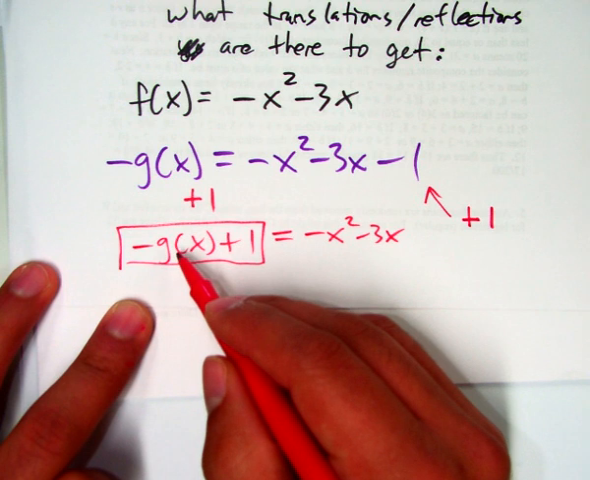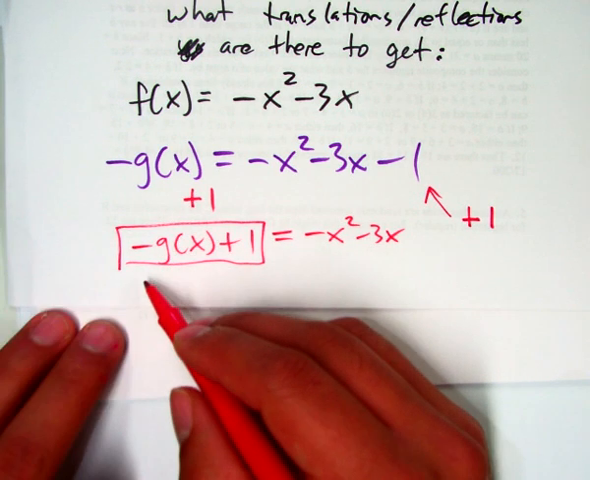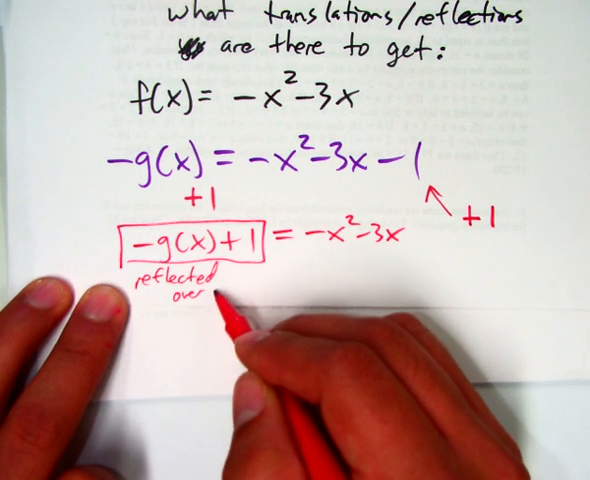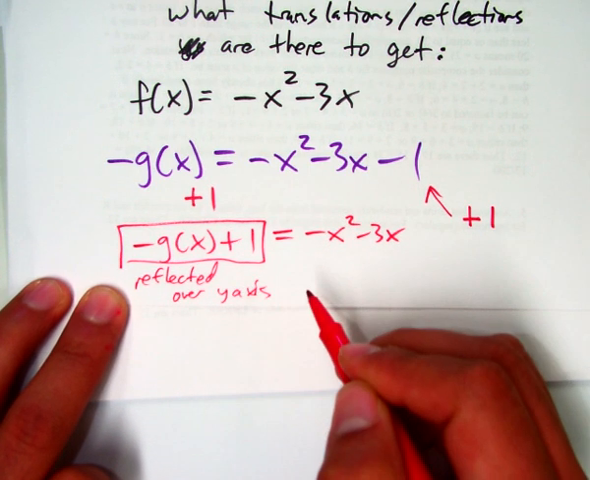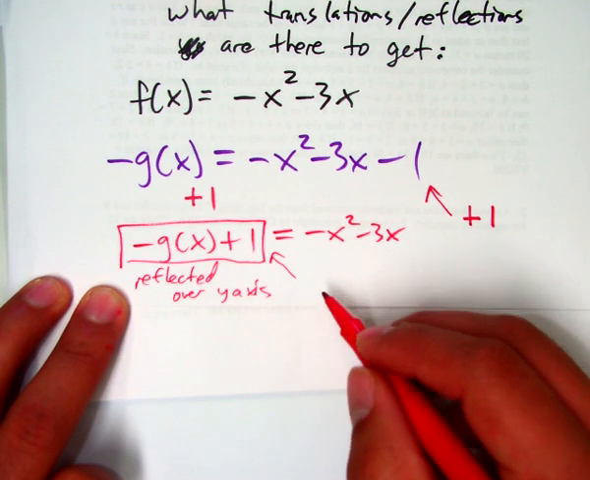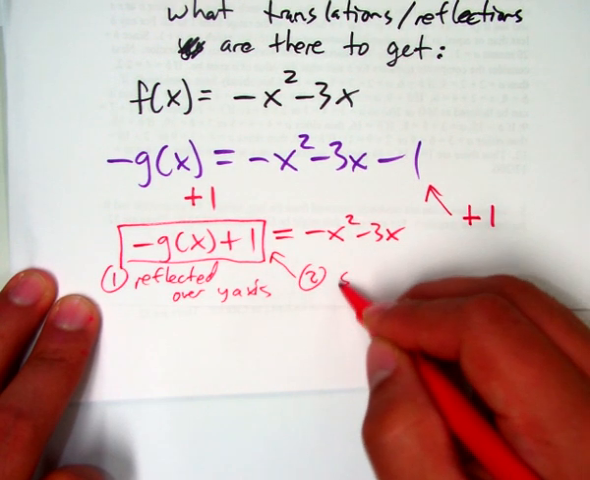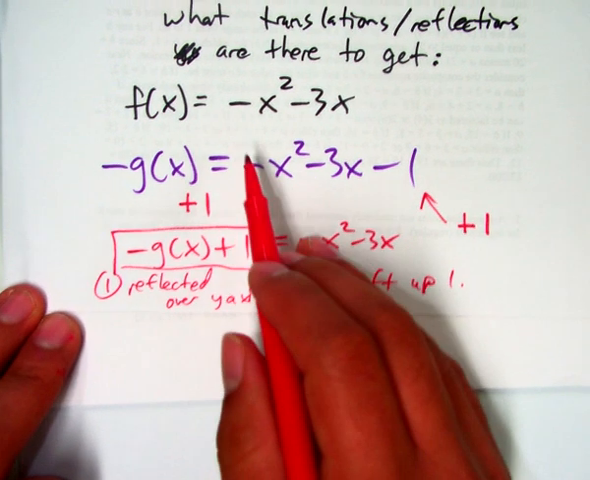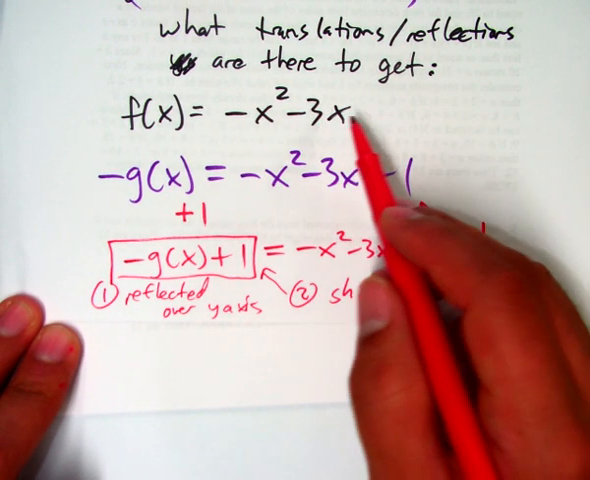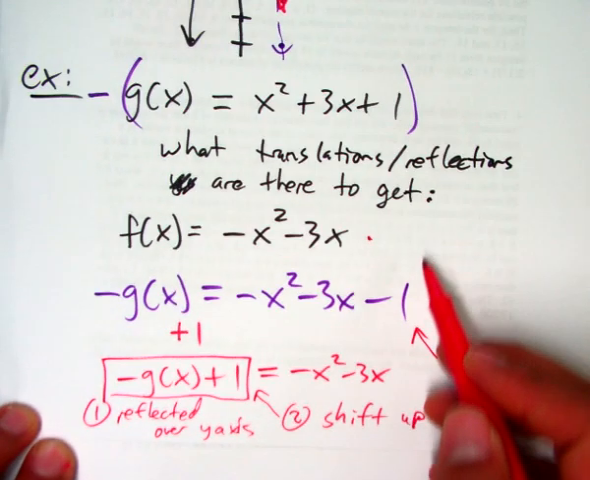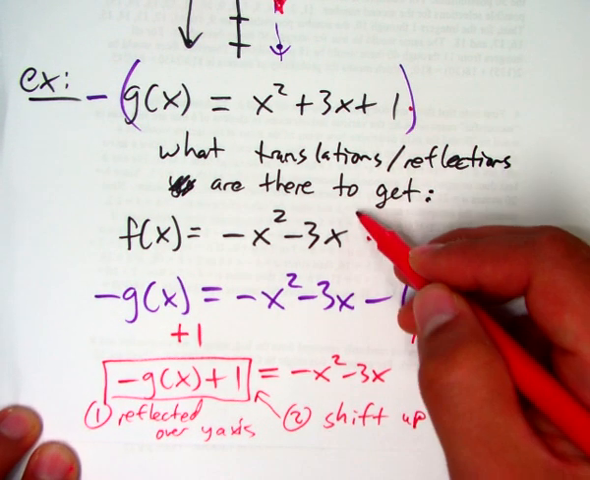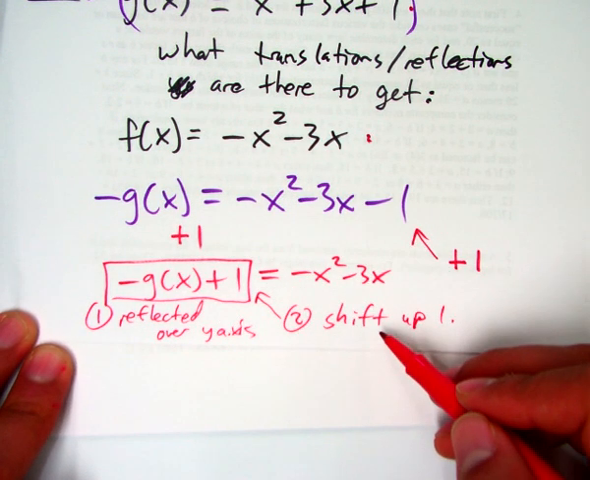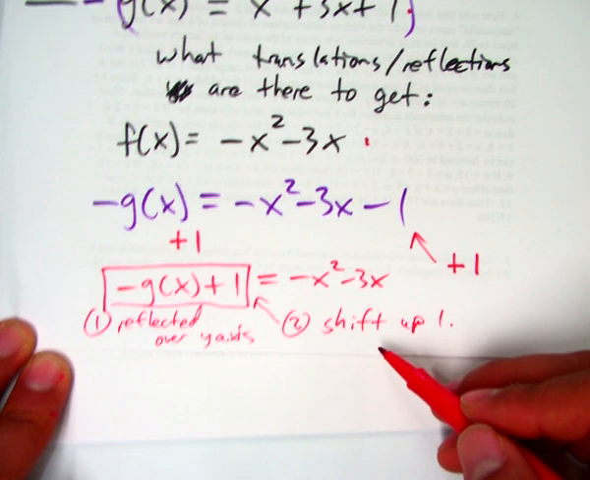Because here it says that we did negative g of x, so what does that mean? That means we reflected over the y-axis, and then this plus 1 at the end means that the second thing we did was shift up 1. So to answer the question, what translations, reflections are there to get from this original function g to this new function f, you would say if you reflect over the y-axis and you shift up 1, that's how you would get there. And you can confirm this with a graphing calculator if you want.